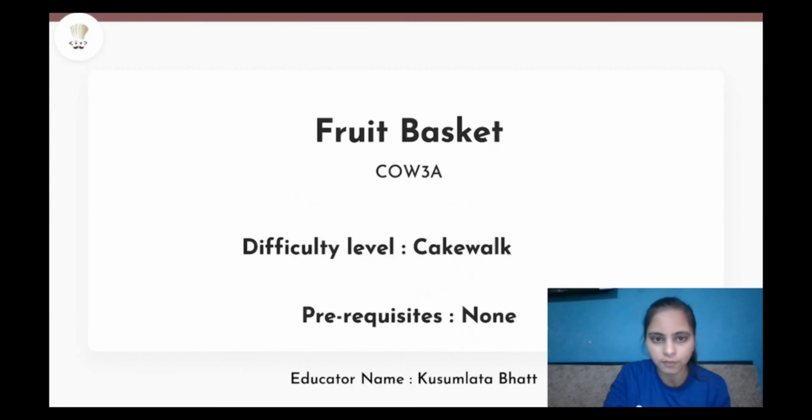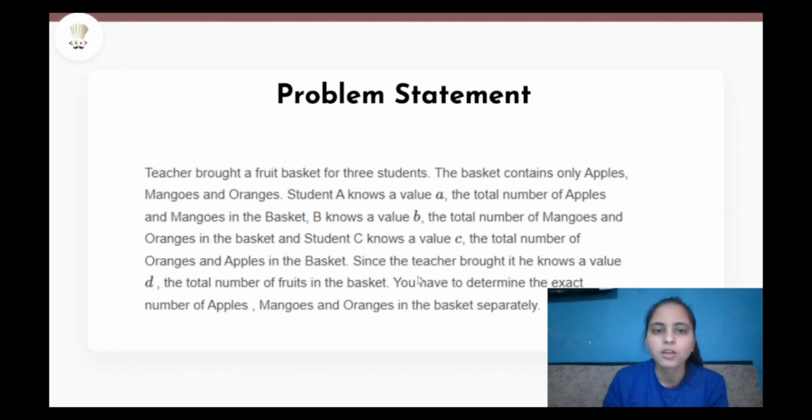Today we are going to solve a problem known as fruit basket, which is of cakewalk difficulty level and requires no prerequisites. So let's start with the problem statement first.